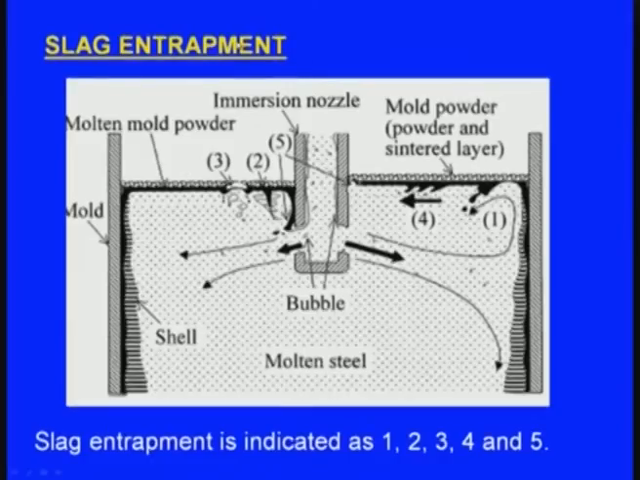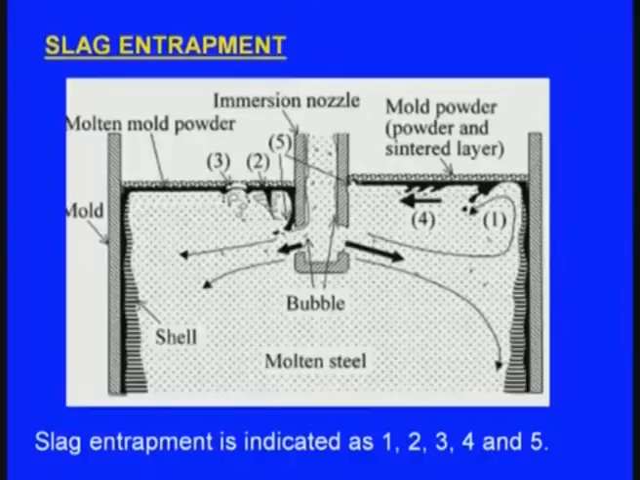Next one, slag entrapment, and here we can see slag entrapment is indicated as 1, 2, 3, 4, 5. These are the places where the slag is entrapped. Because of that, these slag entrapments cause some discontinuities in the cast billet, meaning slag is not properly removed from the molten metal.